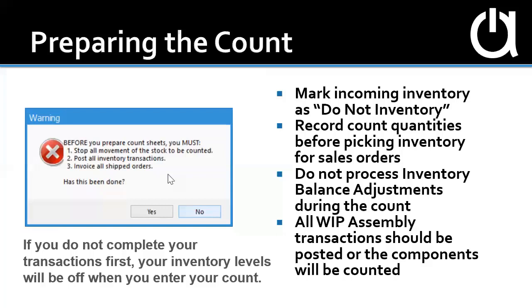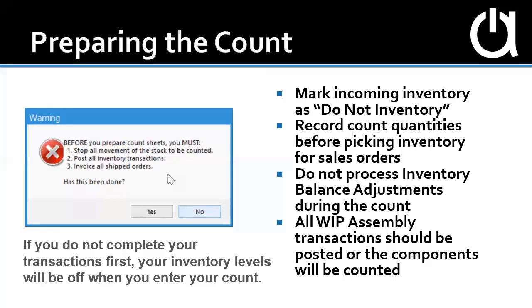All draft assemblies should either be posted or you will need to count the components. So if you have an assembly transaction that I've started previously, but I haven't posted it yet, the inventory for the components is still showing as on hand. So I need to count the components. If I'm in the middle of doing the actual assembly though, that's not going to be very easy. If it's harder to count the components, then you should post the assembly before starting the count and count the final products instead. But if it's easier to count the components, then definitely leave it as a draft.